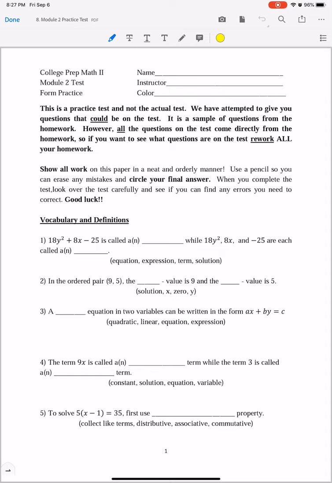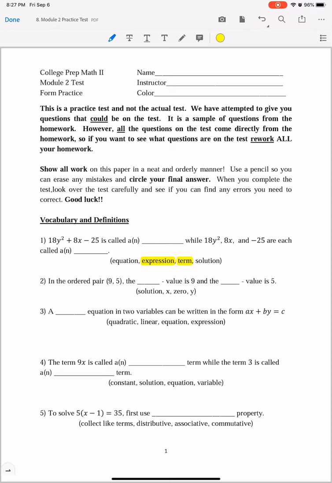It says 18y squared plus 8x minus 25. That is called an expression. So first blank is expression, while 18y squared, 8x, and negative 25 are called a term. So first one's expression, second one is term. Individually, they're all terms. If you put some subtraction, addition to them, then it becomes an expression.